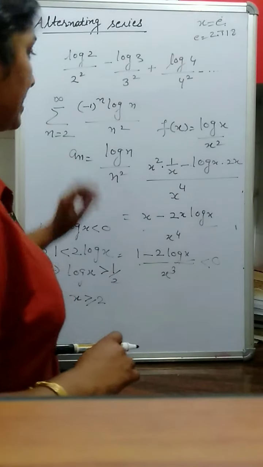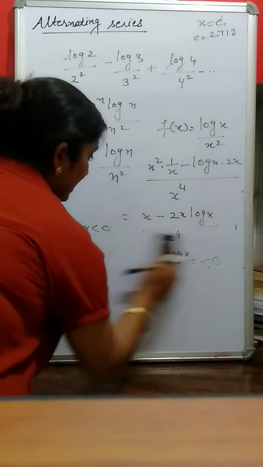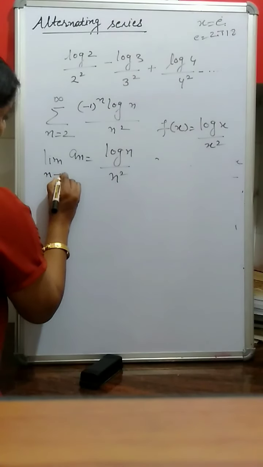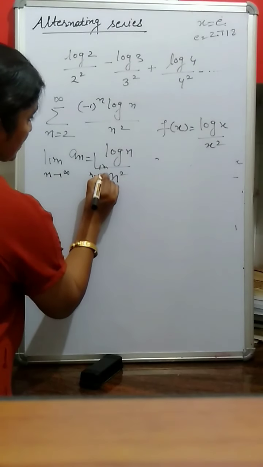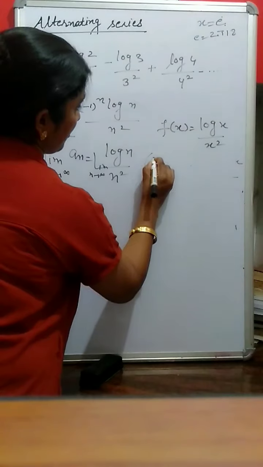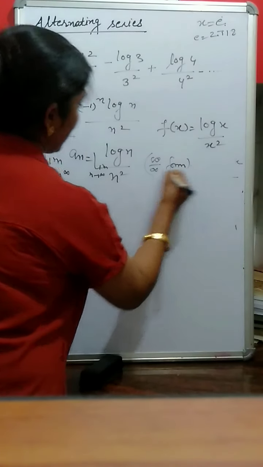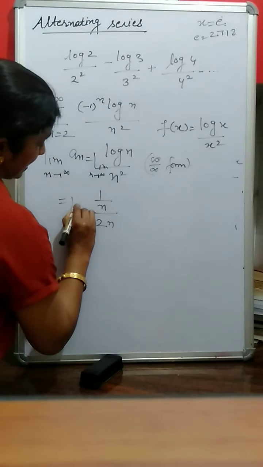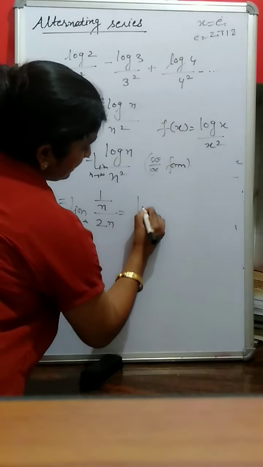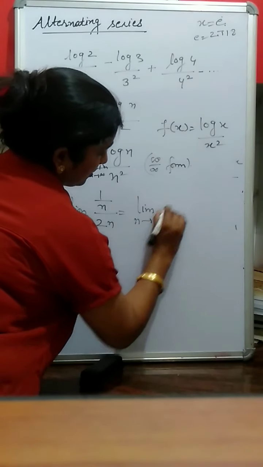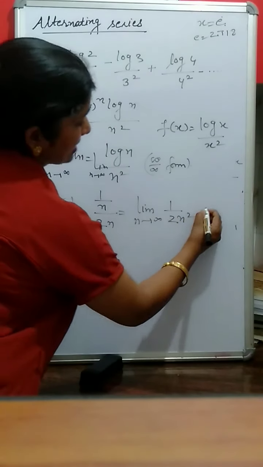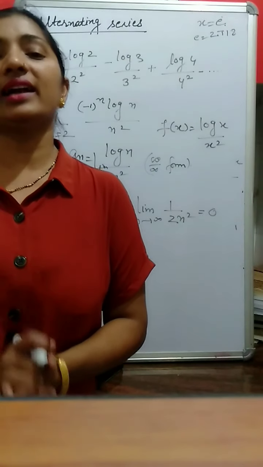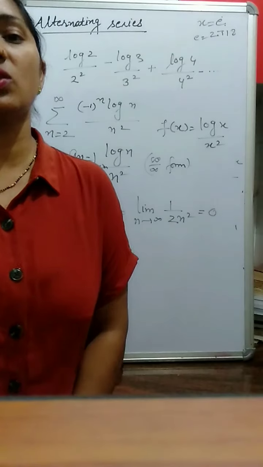Next is to check the limit as n tends to infinity of a_n. When we take the limit as n approaches infinity of log n by n square, this is infinity by infinity form. Then by L'Hopital rule, what do we have? Take the derivative, 1 upon n upon 2n. Again take the limit as n approaches infinity, it is the limit of 1 upon 2n square, and this is 0. Clearly, both the conditions of Leibniz test are verified, and therefore by Leibniz test, this series is also convergent.